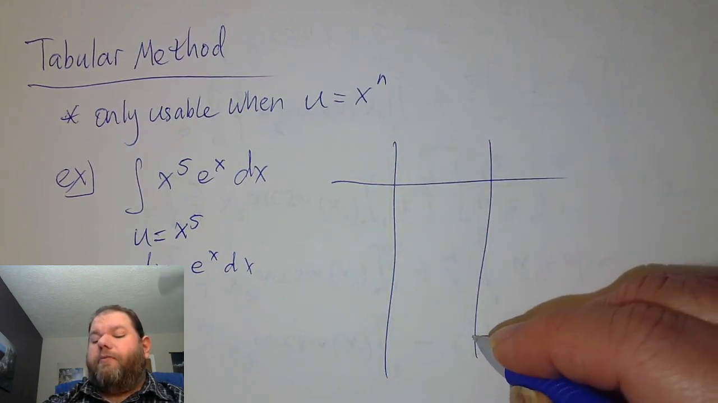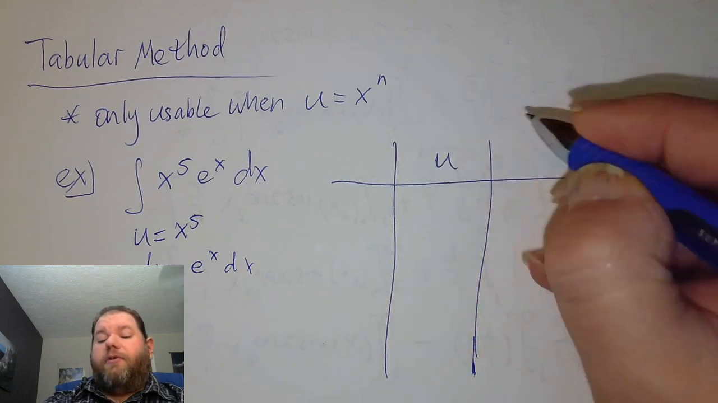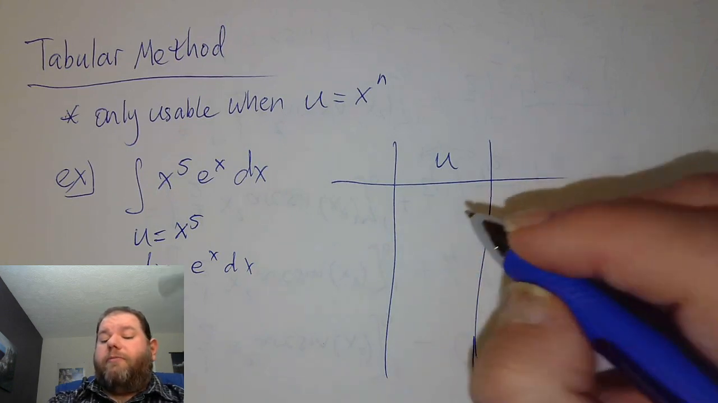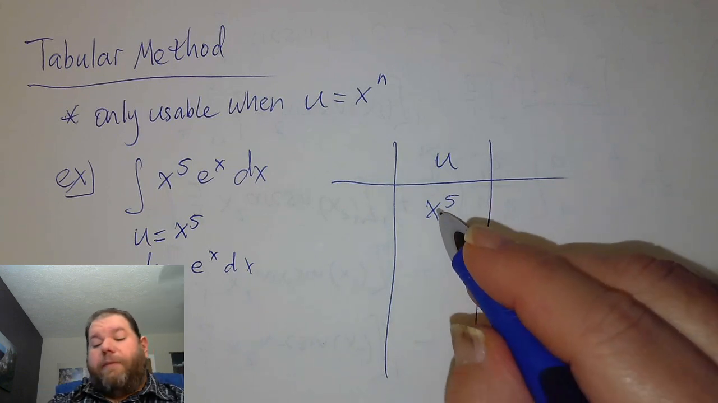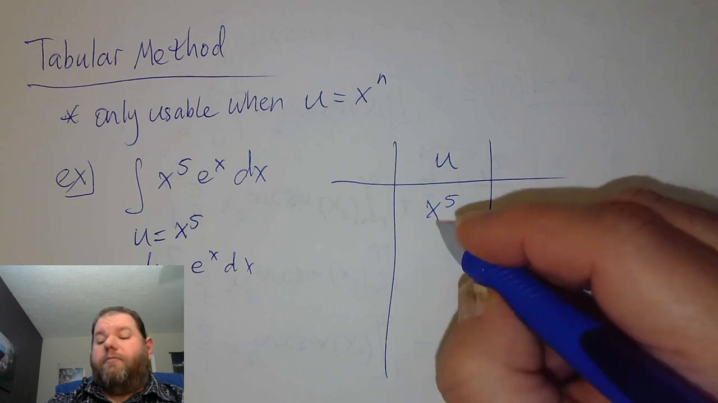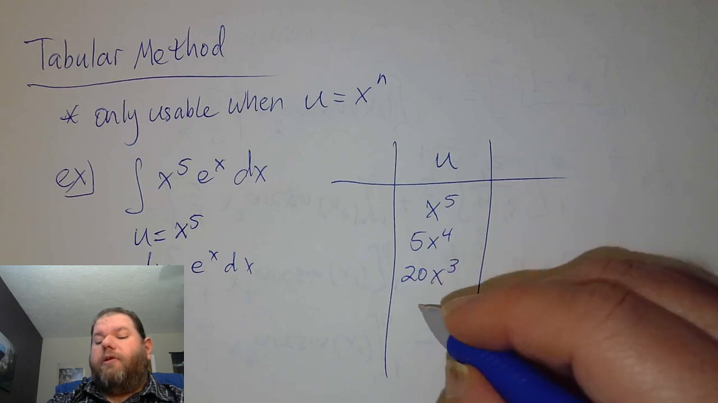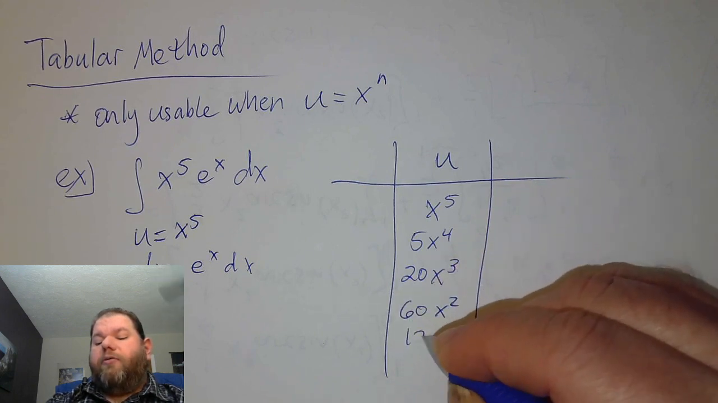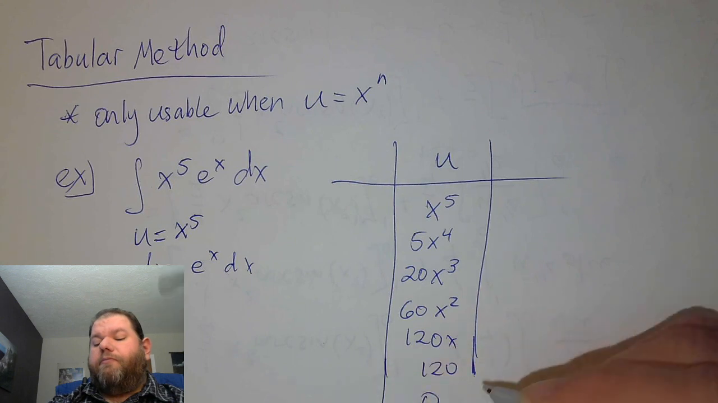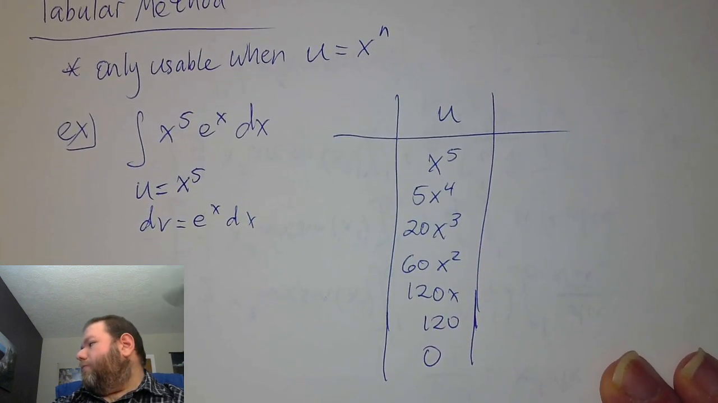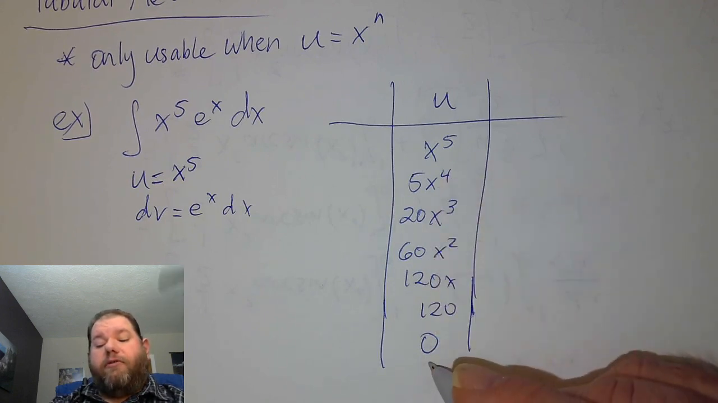So what we're going to do is make 3 columns, here, here, and here. And I'm going to put 3 headers up here. I'm going to start with u first. And in this column we'll start off with our x to the fifth, and we'll keep taking derivatives until we get down to 0. So 5x to the fourth, 20x cubed, 60x squared, 120x, 120, and finally 0. So we differentiate all the way down until we get to 0.